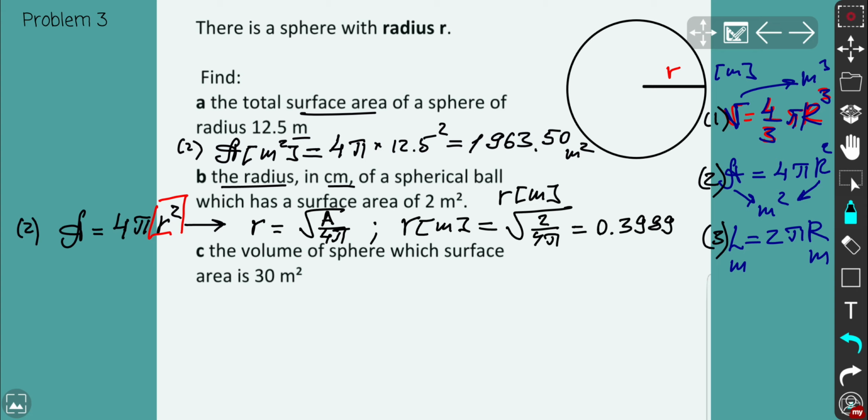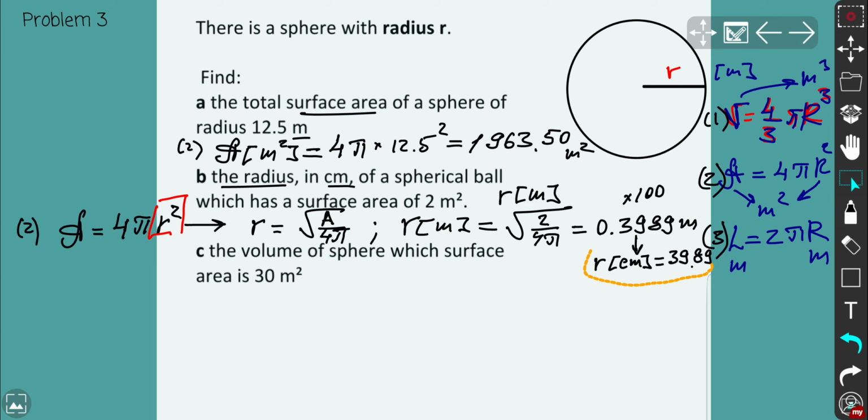So centimeters, how to convert? Right now you've got meters. How to convert into centimeters? You just simply need to say, okay, every single meter is 100 centimeters. So you just multiply by 100, and you simply move the decimal point 2 times. So finally it becomes this. So the final answer in centimeters is going to be 39.89. That's your answer in centimeters.